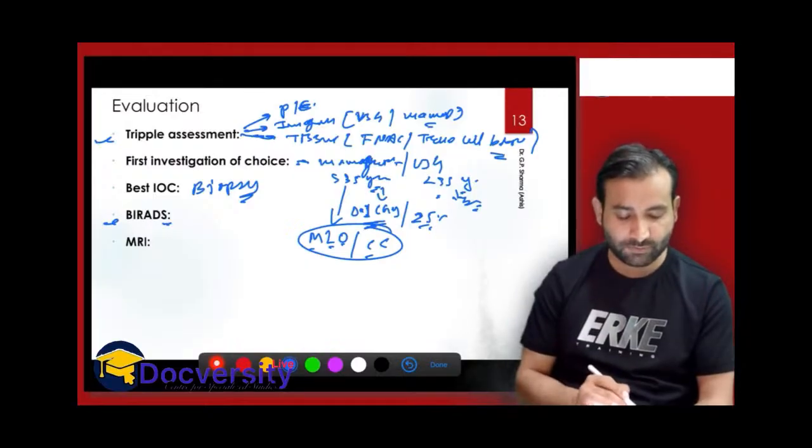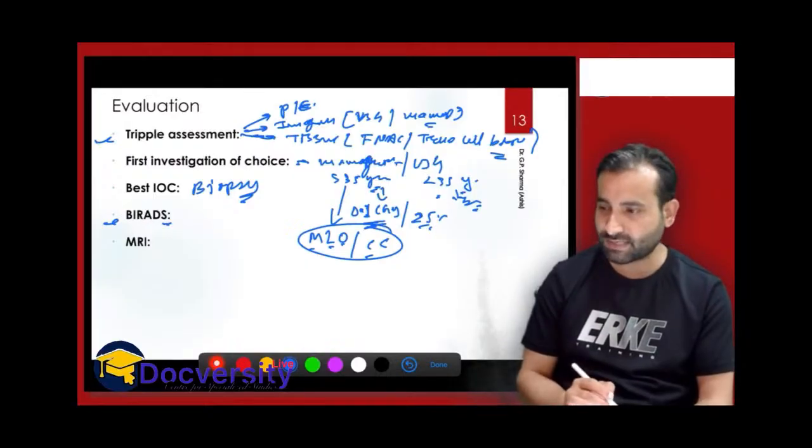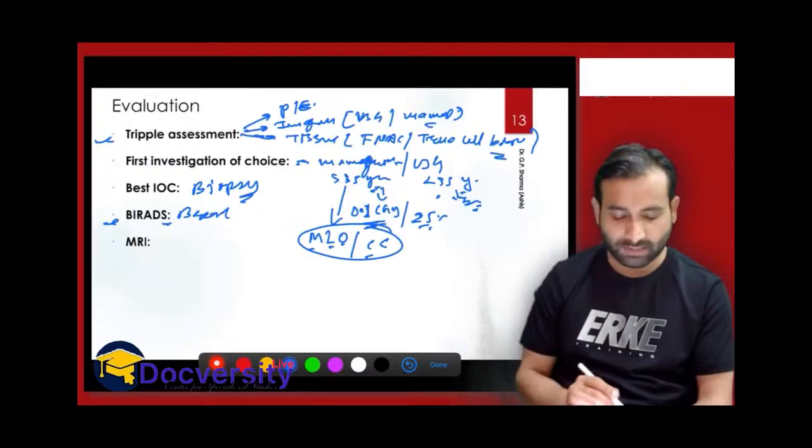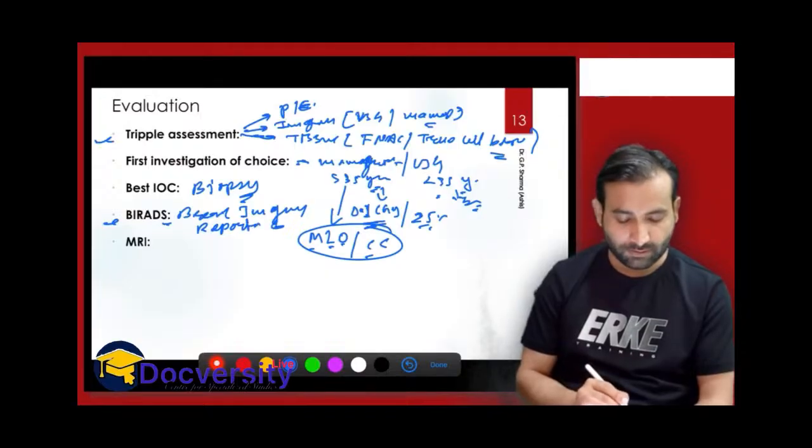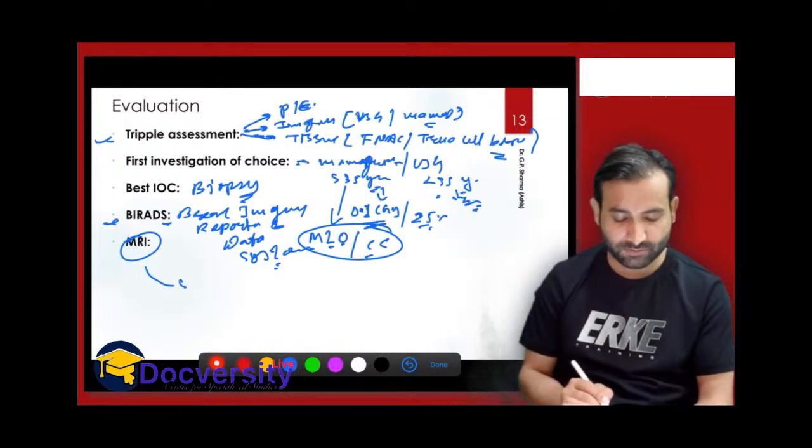And the BI-RADS system we sometimes use for the assessment, right? BI-RADS means what? Breast Imaging Reporting and Data System. Sometimes they can ask you the full form: Breast Imaging, Reporting and Data System. Hope you understand, right?